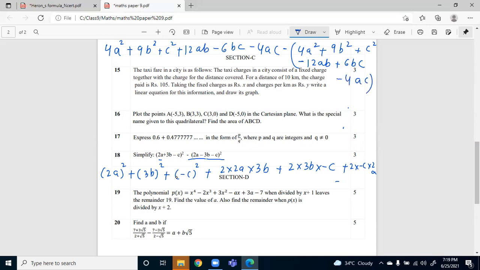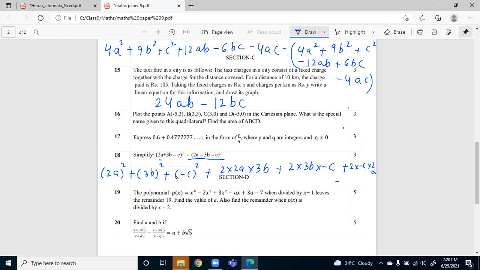Okay, now when we open the bracket, you can see 4a square minus 4a square is 0, 9b square minus 9b square is 0, c square minus c square will be 0. Then 12ab minus minus, what will it become? Plus. So 12ab plus 12ab that is 24ab. Okay, plus minus, what will it become? Minus. So minus 6bc and minus 6bc that is minus 12bc. Okay, now minus minus, what will it become? Plus. So minus 4ac plus 4ac that is 0.